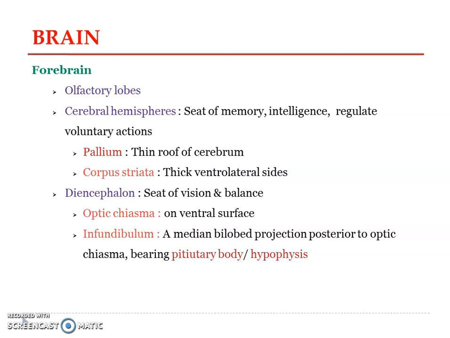More than being nervous in nature, they are actually vascular in nature. It is not a nervous tissue; it is actually a vascular membrane. Then we have the optic chiasma on the ventral side, and on the ventral side itself it gives off a structure known as the infundibulum. The infundibulum is a median projection posterior to the optic chiasma, and on its distal side it bears a structure known as the hypophysis. It is otherwise referred to as the pituitary body.